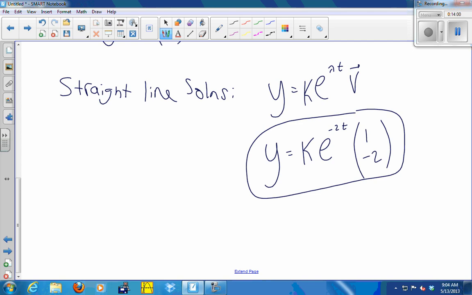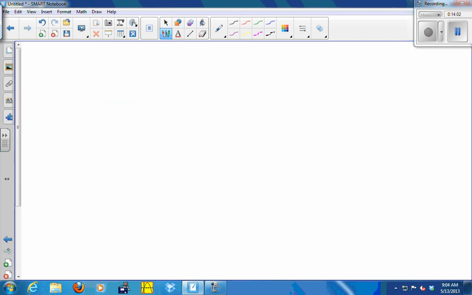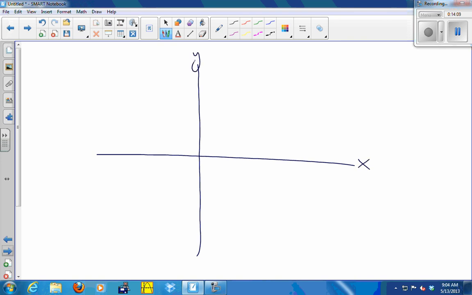Okay, and then we're supposed to sketch the phase portrait. So this is going to be x and y. And we know we have a straight line solution that's on the eigenvector 1, -2. So here's a straight line solution. And that corresponds to a negative eigenvalue, so the solutions are going in towards the origin.